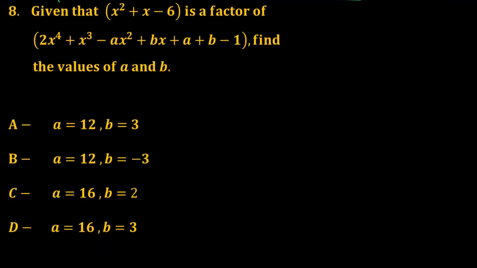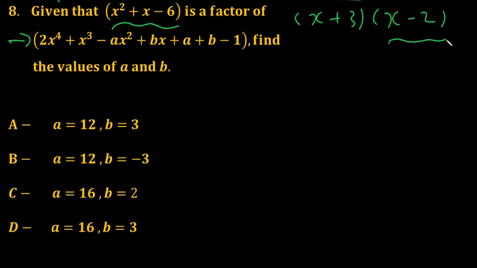Number 8. Given that x squared plus x minus 6 is a factor of this expression, find the values of a and b. We write this expression in factored form as x plus 3 times x minus 2. So now x minus 2 is a factor and x plus 3 is a factor. So if we substitute 2 here, we get 0. And also if we substitute negative 3, we get another 0.